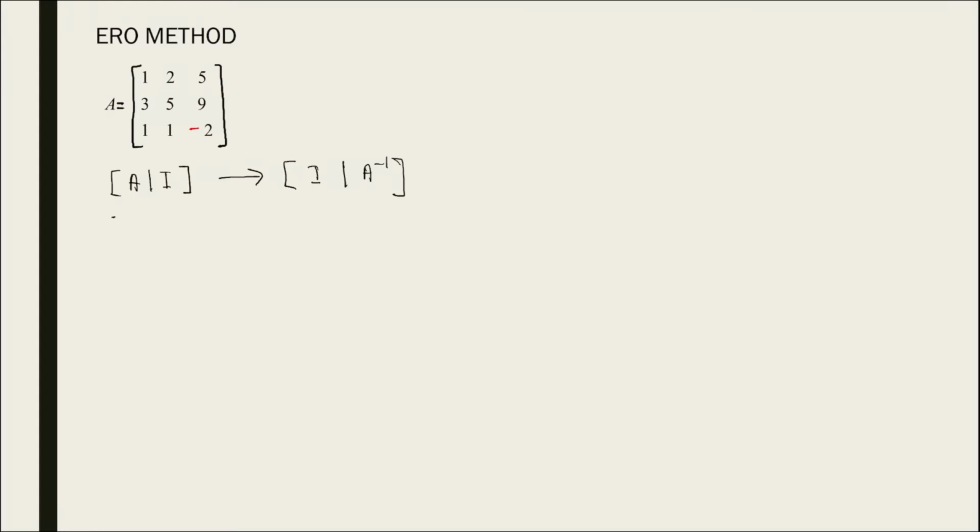So I'm going to write in augmented matrix first. So 1, 2, 5, 3, 5, 9, 1, 1, negative 2. Hopefully I don't forget the negative. And identity matrix is 1, 0, 0, 0, 1, 0, 0, 0, 1.